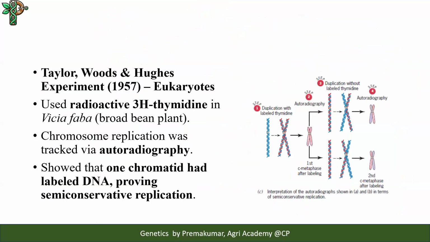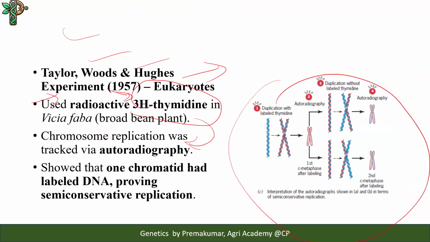But in eukaryotes, who conducted this experiment? Taylor, Woods and Hughes, in 1957. Actually, it came in eukaryotes before that. It used H3 thymidine. By an autoradiography experiment, they proved that chromosome replication occurs in a semi-conservative model. That organism was Vicia faba, the broad bean plant. If you remember this much, it is more than enough.